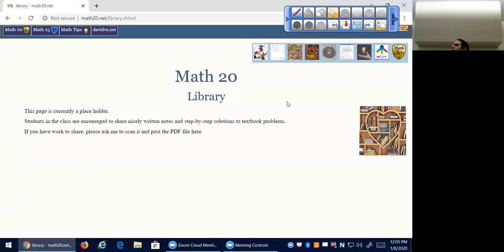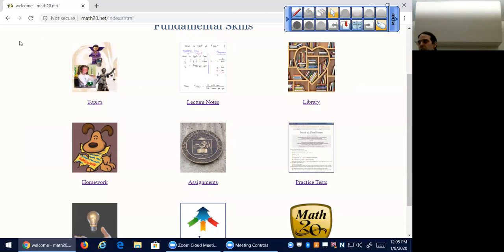Okay, the library is for where you want to share things with each other. No one has given me anything yet, which isn't surprising, saying, please scan this so all of my classmates can see it. But if you have something great to show off or share, then that's where this will go. So if we go back to the front page, this top row is sort of the things I'm providing to you.